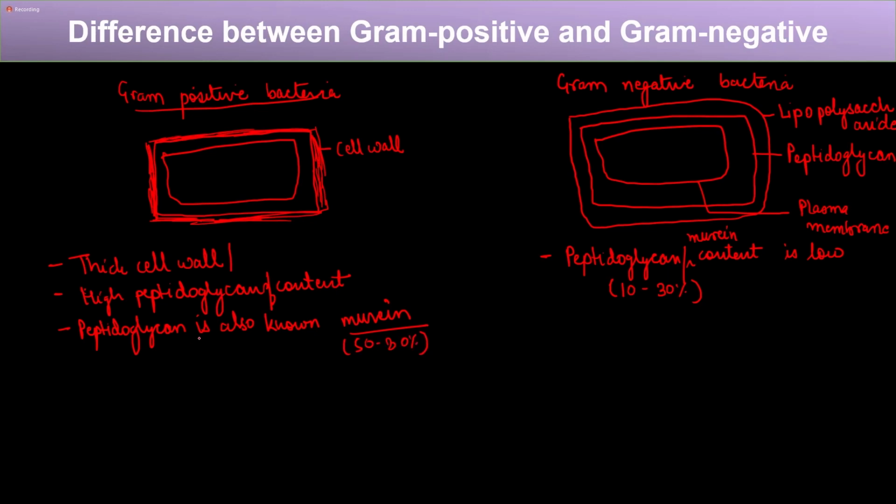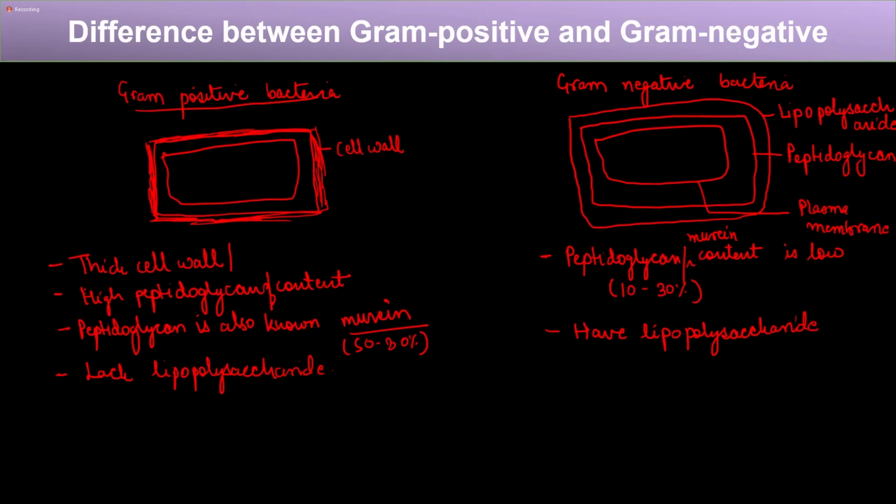Now, the first difference we saw is in terms of peptidoglycan content. The second difference is in terms of lipopolysaccharide. Gram-negative bacteria have lipopolysaccharide, or LPS. But gram-positive bacteria lack lipopolysaccharide, or LPS. So these are the two major differences between gram-positive and gram-negative bacteria.